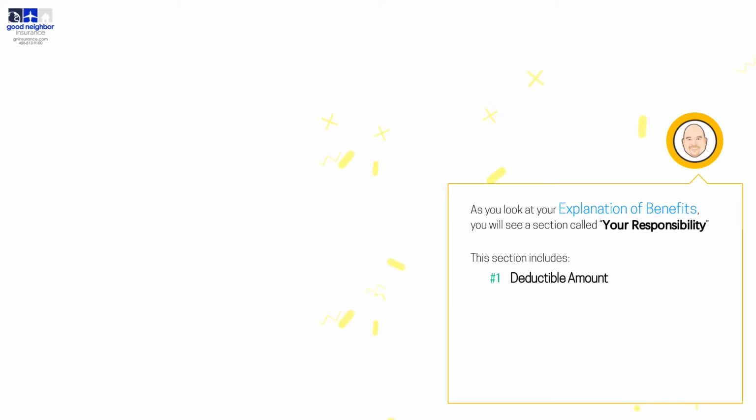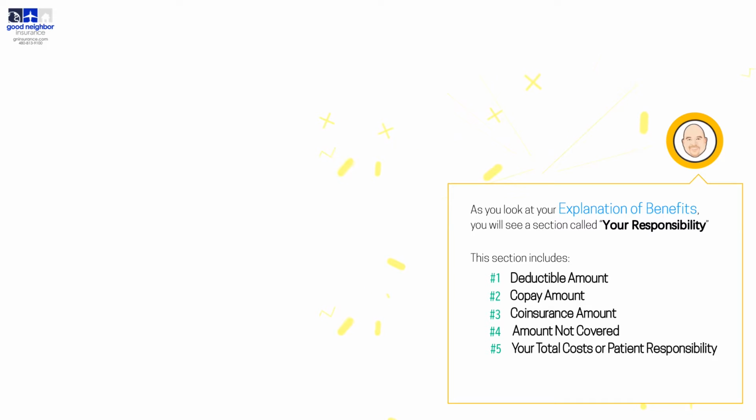As you look at your explanation of benefits, you will see a section called Your Responsibility. This section includes deductible amount, copay amount, coinsurance amount, amount not covered, your total cost or patient responsibility. Let's highlight these areas, Fred.